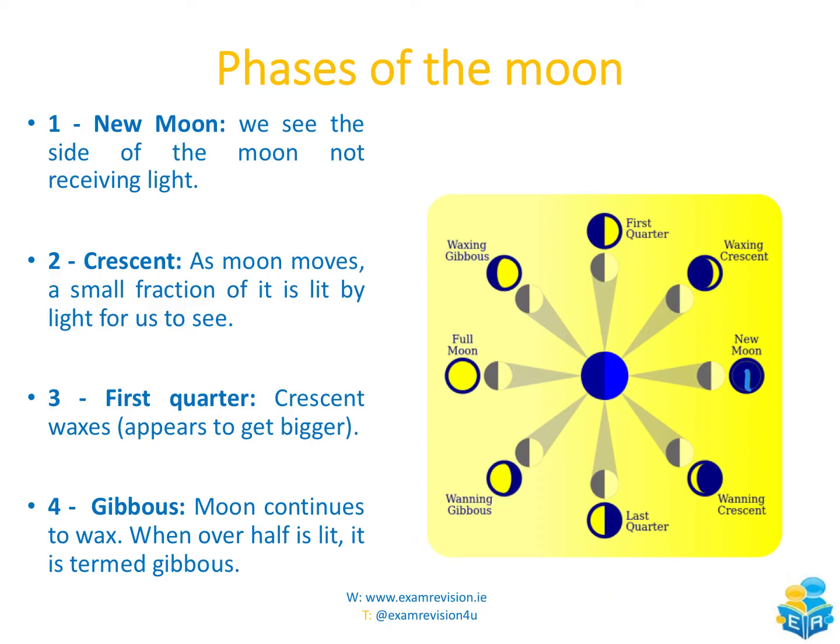Following on from that, we have our waxing crescent. As the moon moves, a small fraction of it is lit up by light for us to see. So we can only see a small little bit of it. It's a waxing crescent.